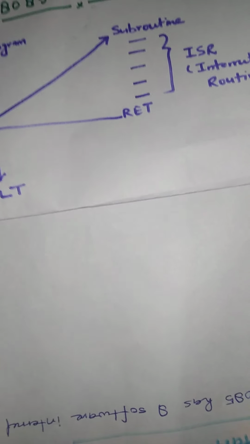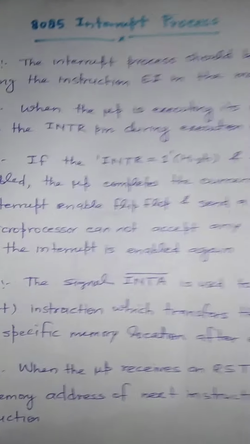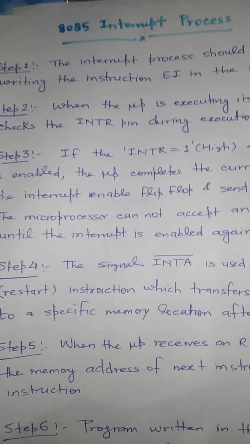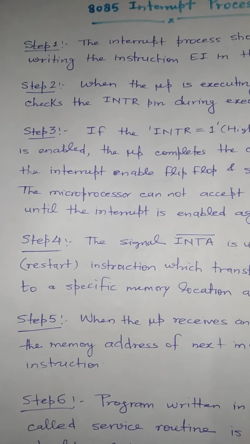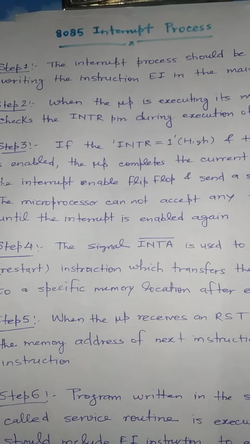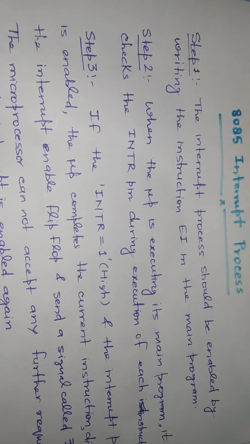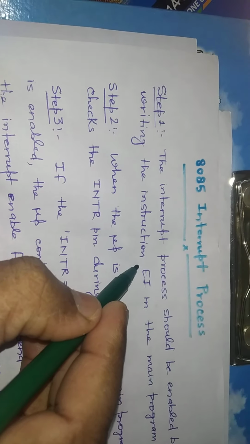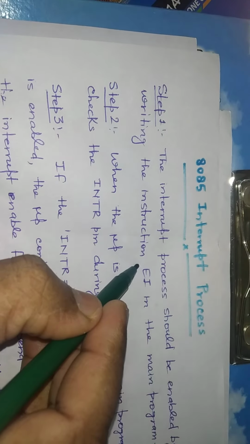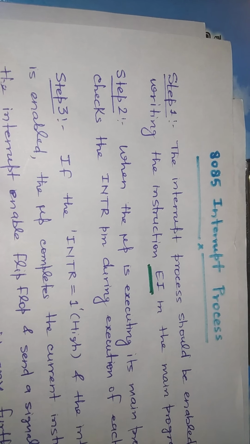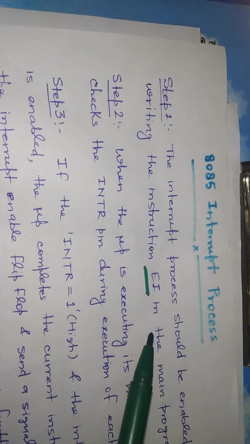So to process an interrupt, there is an interrupt enable flip-flop in the 8085 microprocessor. So, any interrupt can be processed if that flip-flop is enabled. Therefore, in the main program of microprocessor, an instruction EI must be there to enable that interrupt enable flip-flop. So what is the need? The need is there should be EI instruction to enable interrupt enable flip-flop, and that instruction should be in the main program of the microprocessor, and it should be in the beginning of the main program.